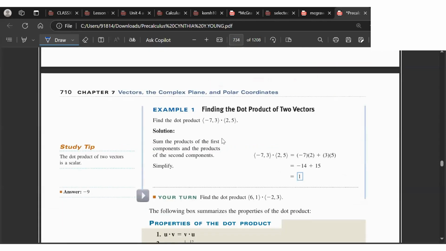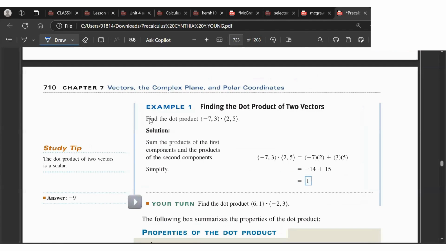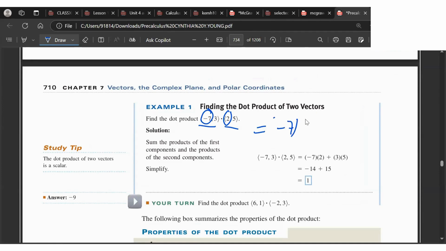We can have one example, right? The first example is to find the dot product of this vector and this vector. What you have to do is multiply the x components, that is minus 7 into 2, minus 14, and 3 into 5. So we'll have minus 14 plus 15. So it will be 1.